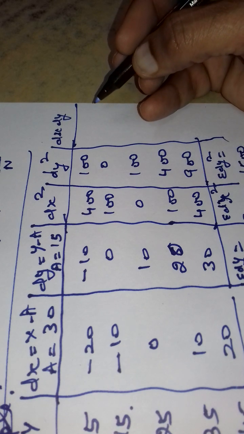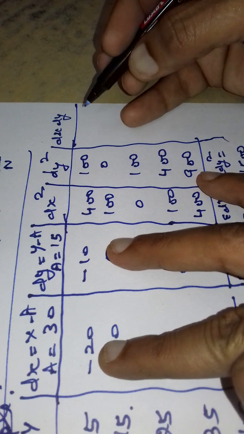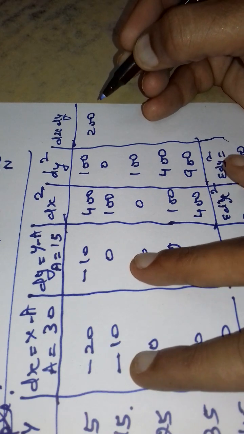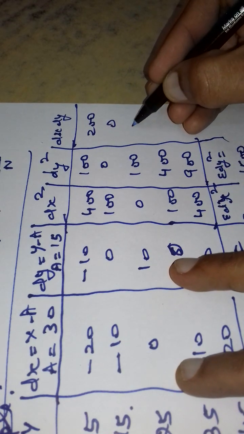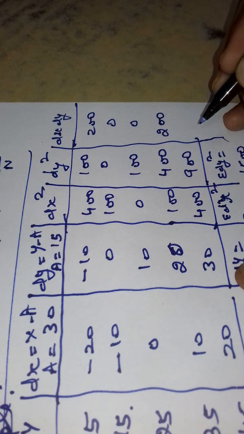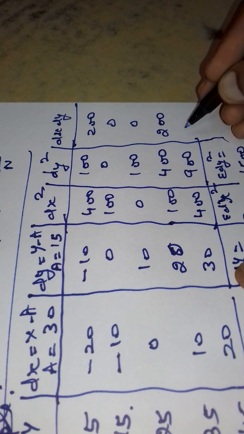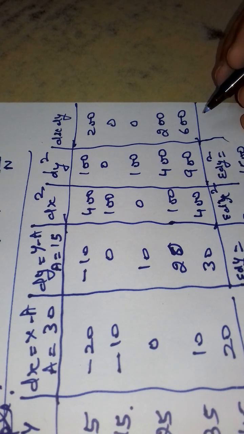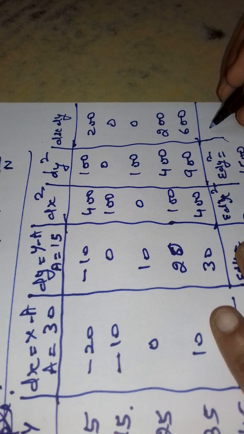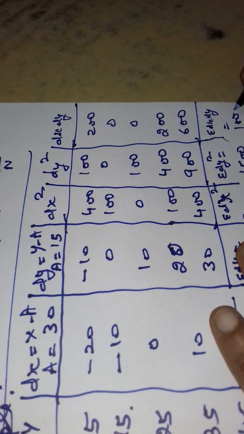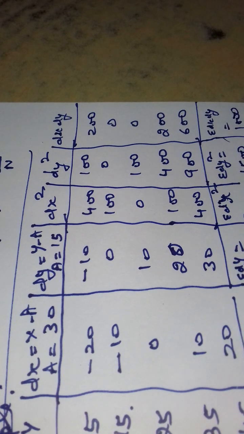For dx dy it will be dx multiplied with dy. 20 into 10 is 200, minus times minus is plus, again 0, then 10 into 0 is 0, 20 into 10 is 200, 30 into 20 is 600. Let's make the sum total of this as well. Summation dx dy equals 1000. So we got the values. Now we have to work out the question.